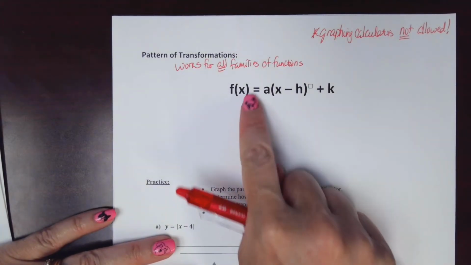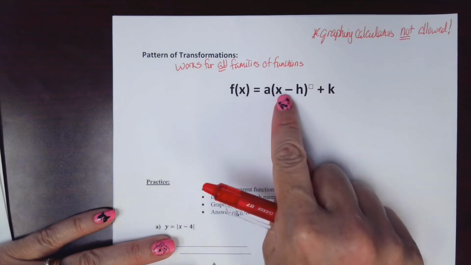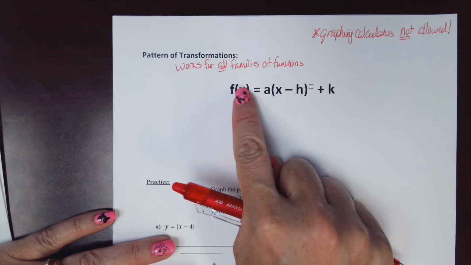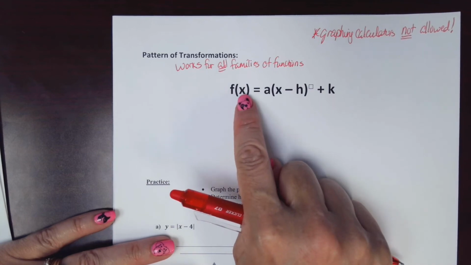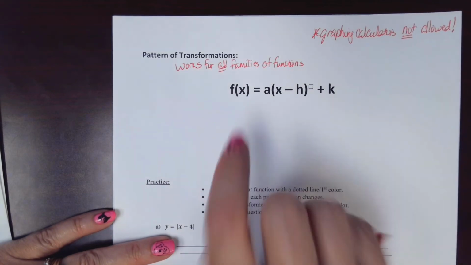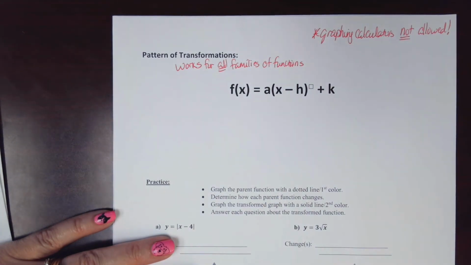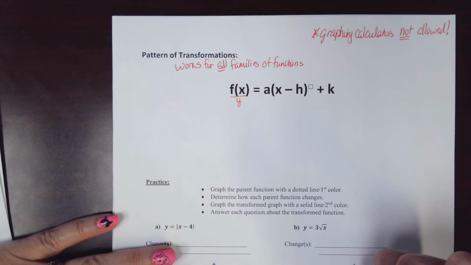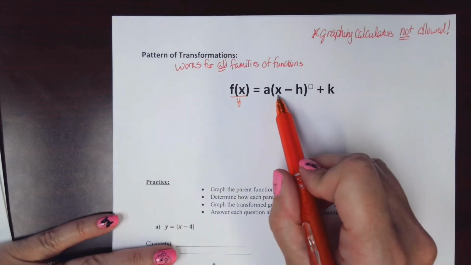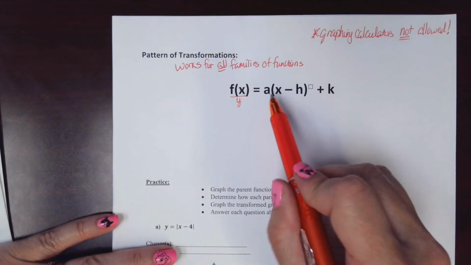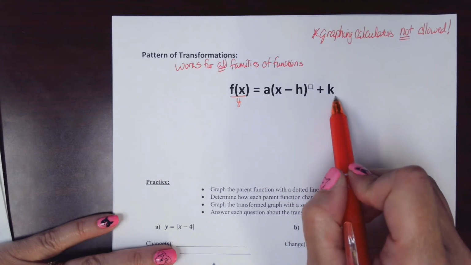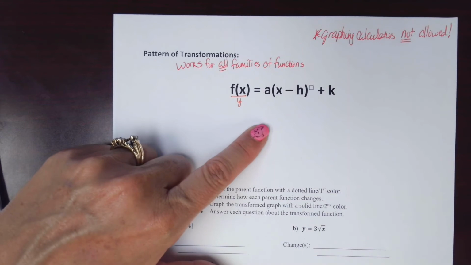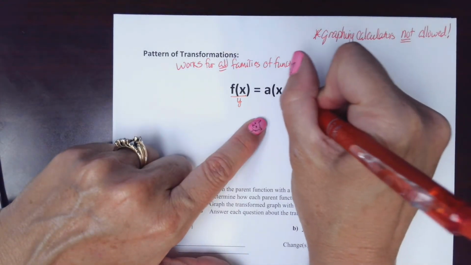Now, you've got your function f of x. Over here, f of x is the same thing as y. So this function value of x emphasizes that x is our independent variable. We plug it in and we get out y, which is our dependent variable. This is the same thing as y, my function value. I have my x over here, and I have 1, 2, 3 variables that are going to change things for my function. So the first one we're interested in is this h here.